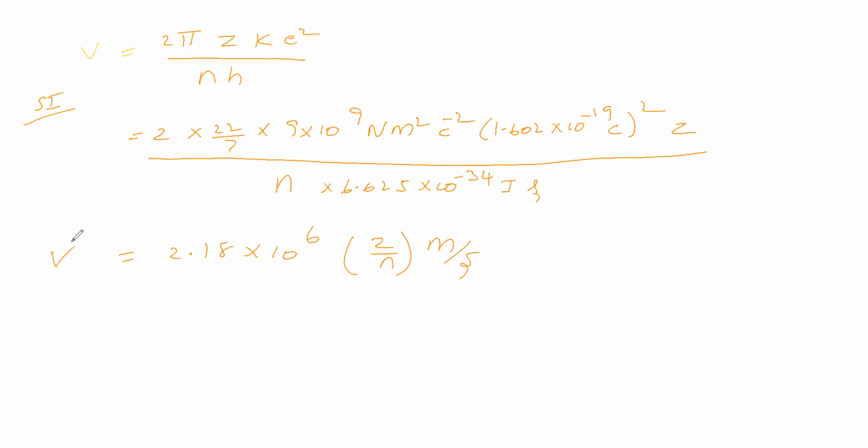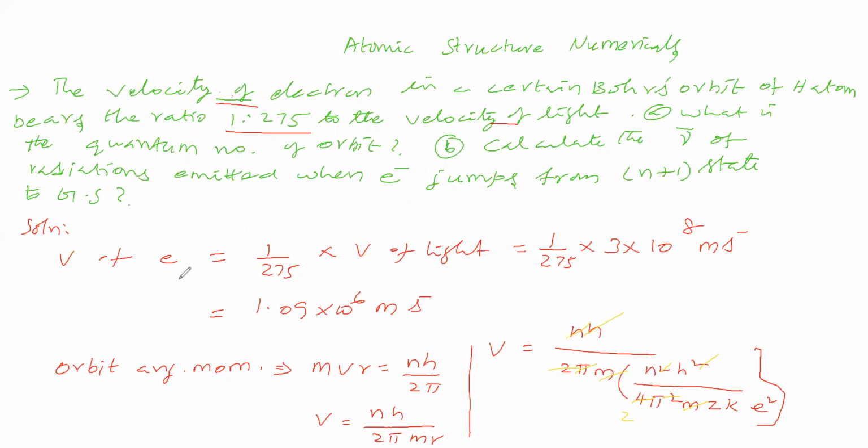So velocity of electron as per Bohr's model. It is not quantum mechanics. It is as per Bohr's model. Velocity of electron, we got it. Now we will substitute it. Here you see velocity of electron is given: 1.09 into 10 to the power of 6 meter per second. What they are asking is the quantum number of the orbit. The species is hydrogen atom.